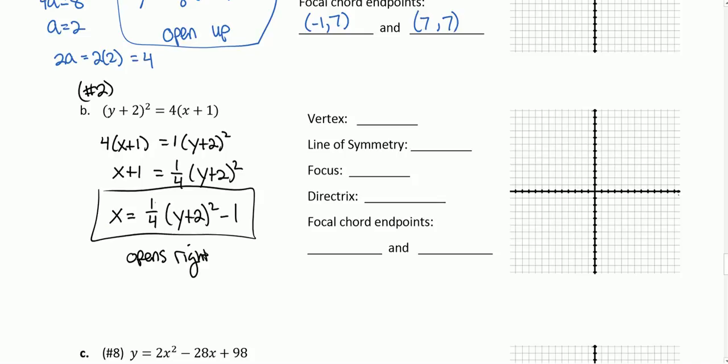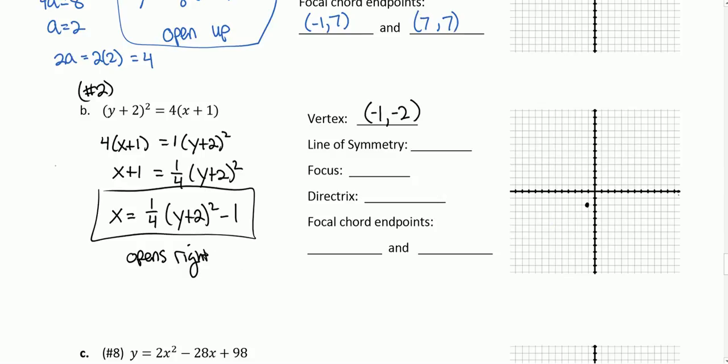The vertex of this parabola, well, that y plus 2 contributes to the y value of the vertex. So we get a -2 for the y value, and the -1 contributes to the x value. So we can start by plotting that vertex at -1, -2.